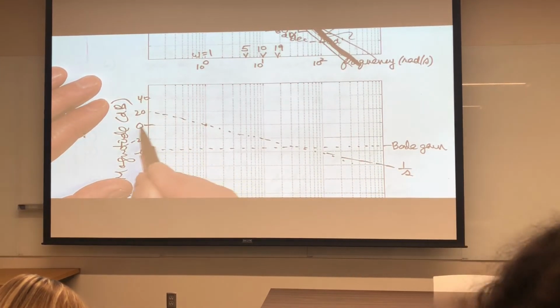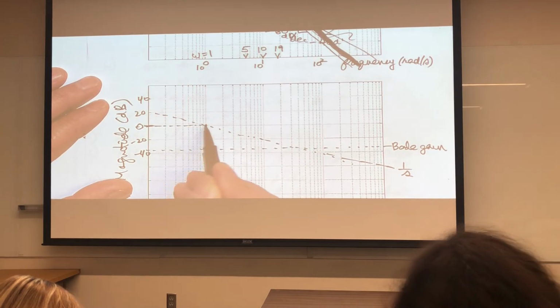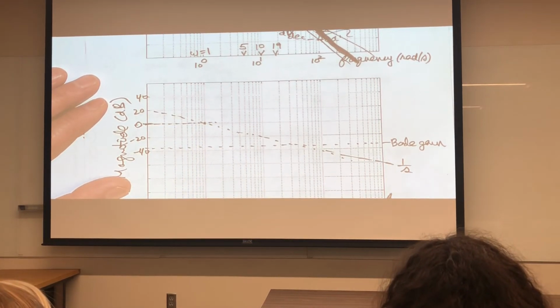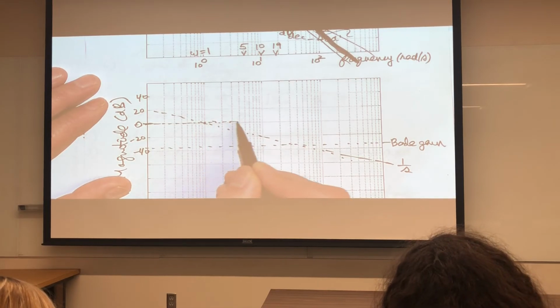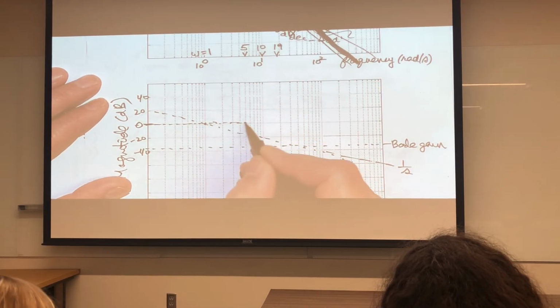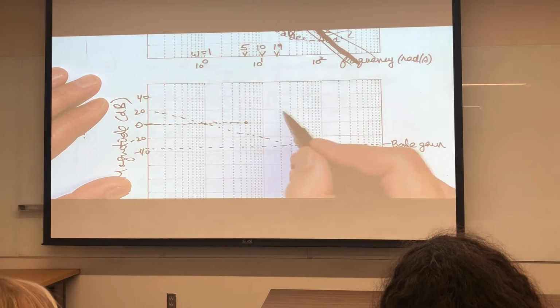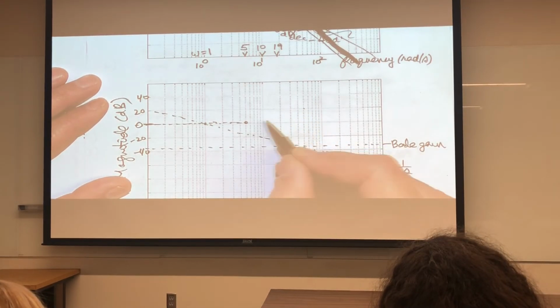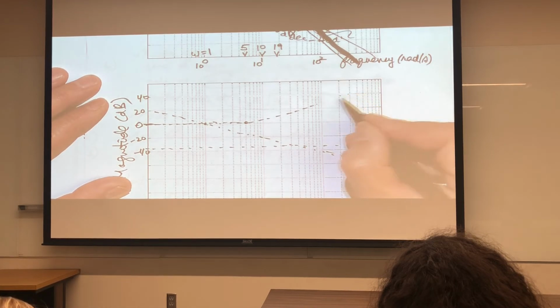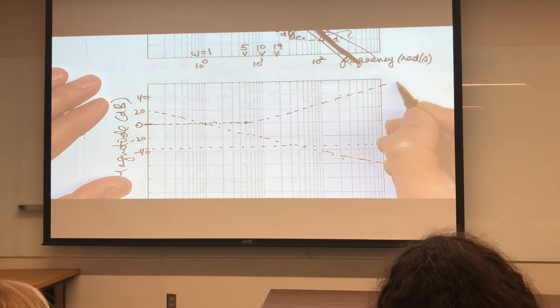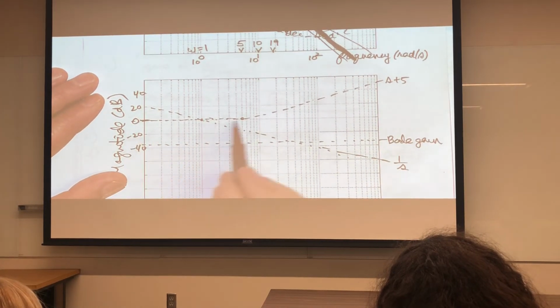I would start off flat until I hit omega equal to 5, which is right 1, 2, 3, 4, 5. There's a corner. So then I would draw this like this. This is the s plus 5 factor. It does this and it does that.